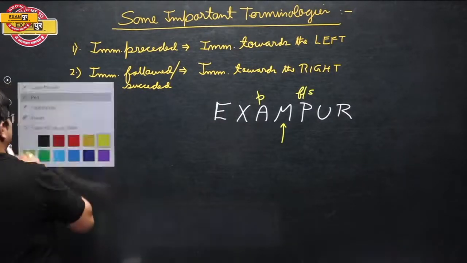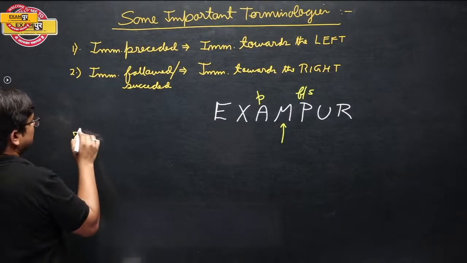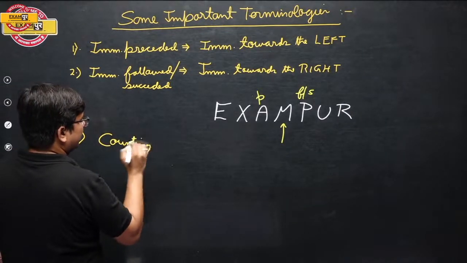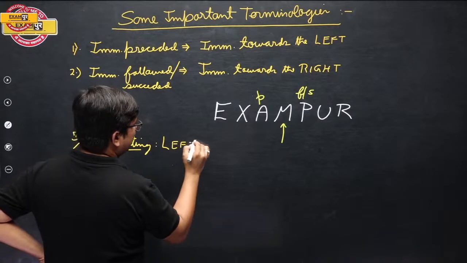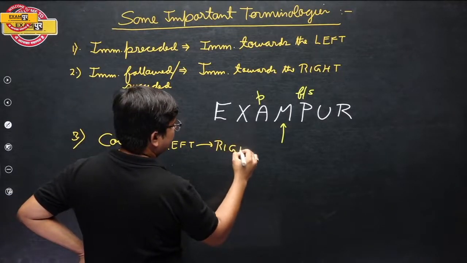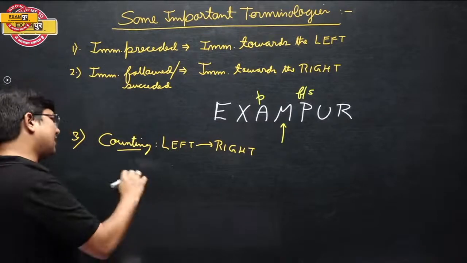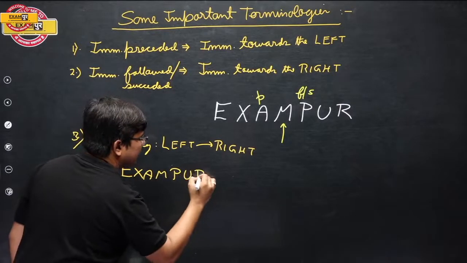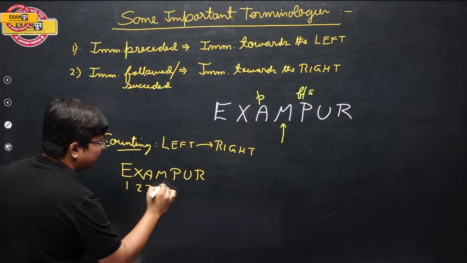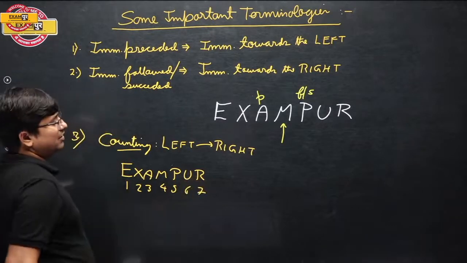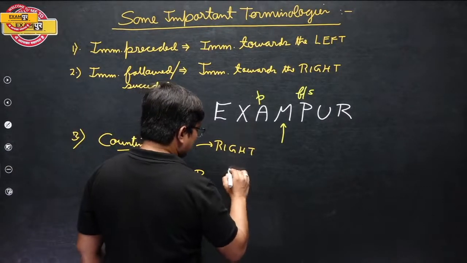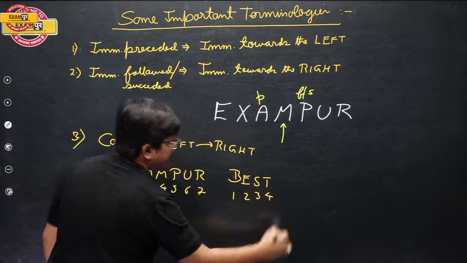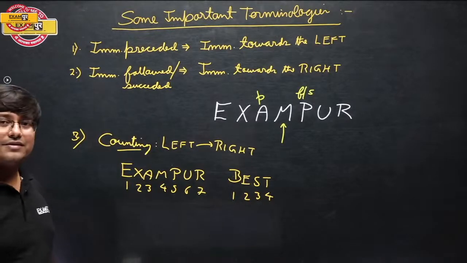Now, the third thing, my dear students. See, counting is done from the left towards the right. Whenever we do counting, it is done from the left towards the right. For example, if I write the same word, example, this is the first letter, second letter, third letter, fourth letter, fifth letter, sixth letter, and seventh letter of the word. If I write, example is the best channel, again this is the first letter, this is the second, this is the third, this is the fourth letter, and so on. All right.